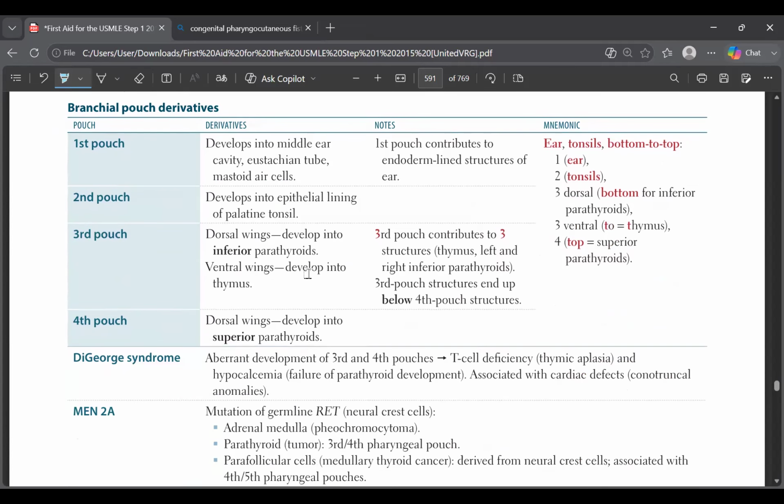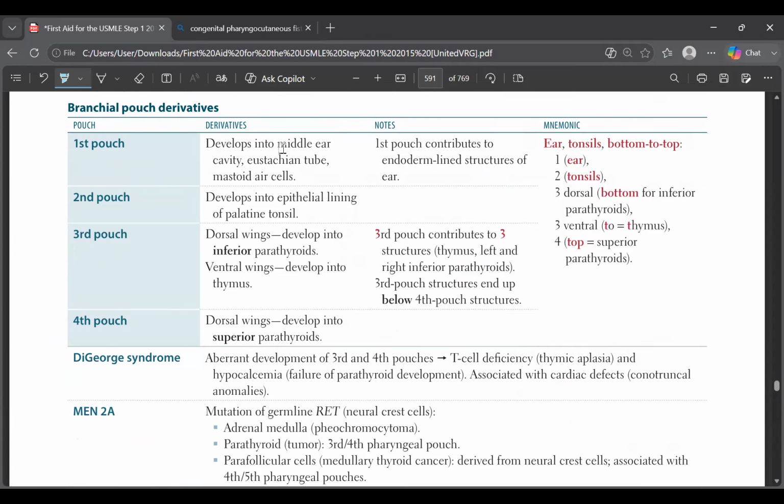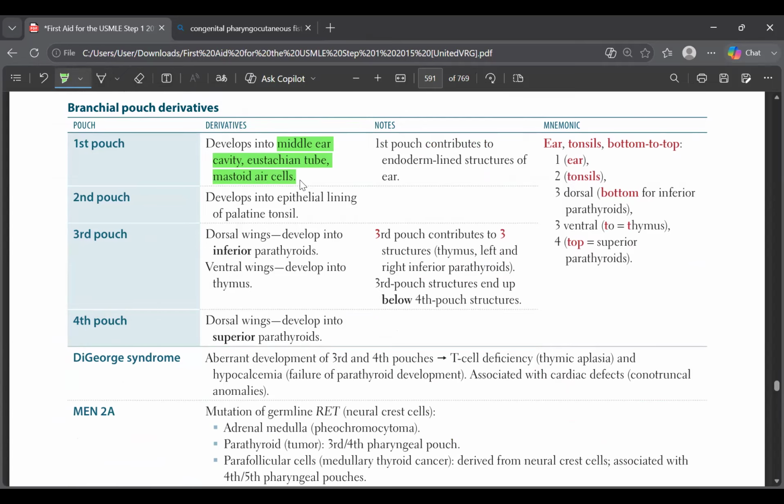Then there are pharyngeal pouch derivatives. There were four pouches, and the first pouch has to do everything with the ear. So it develops into middle ear cavity, eustachian tube, and mastoid air cells. First pouch contributes to endoderm-lined structures of ear. Second pouch develops into epithelial lining of palatine tonsil, and third pouch has a dorsal wing and a ventral wing. These two are important. Dorsal wing develops into inferior parathyroids, and dorsal wing of fourth pouch develops into superior parathyroids, and ventral wing develops into thymus.